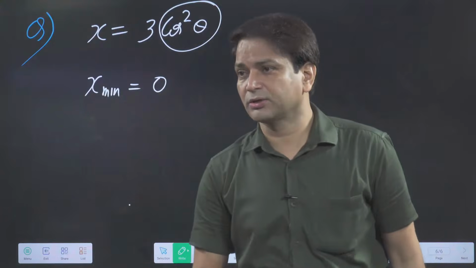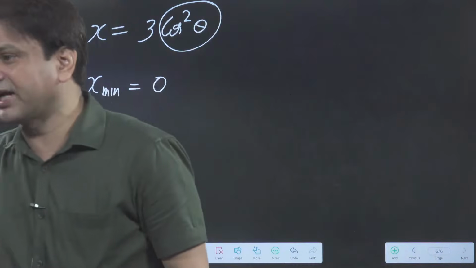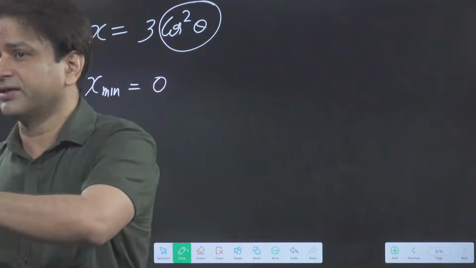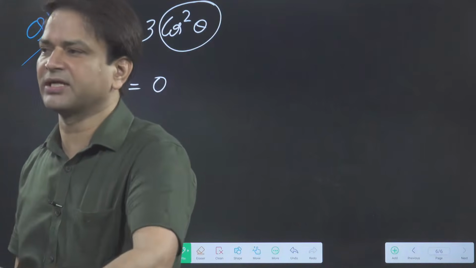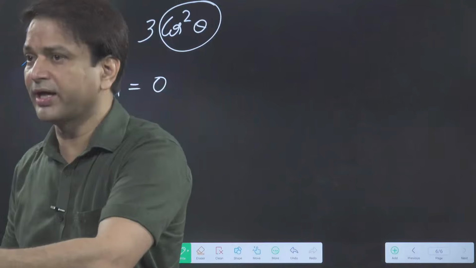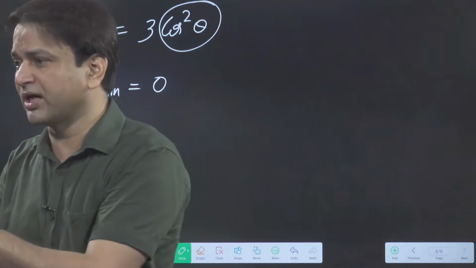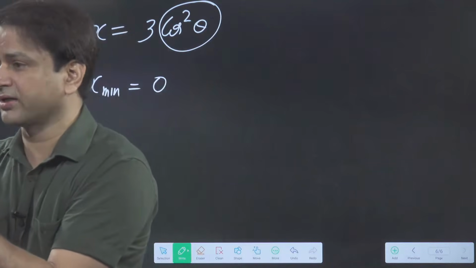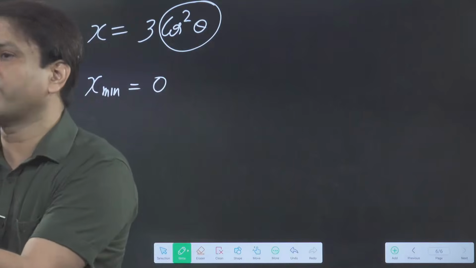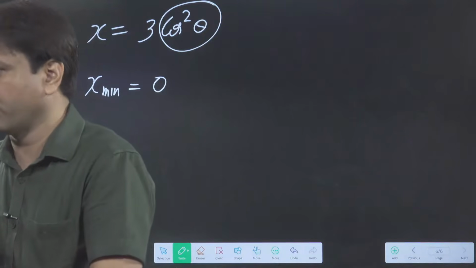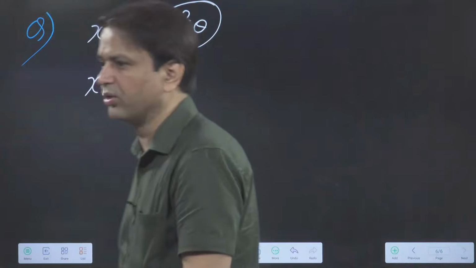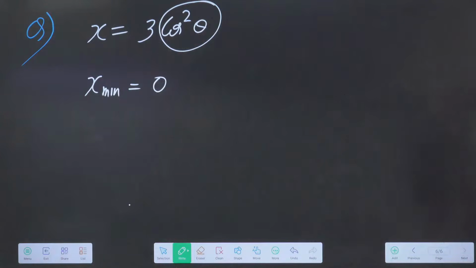Everybody got it or not? We don't have to check for cos theta, because I have not given cos theta. If I had given 3 cos theta, then you would say the minimum is -3 and the maximum is +3. But I gave 3 cos square theta, so we check cos square theta, and the square of any number is always positive. So the minimum value we take is 0. So what is the x minimum we got? 0.